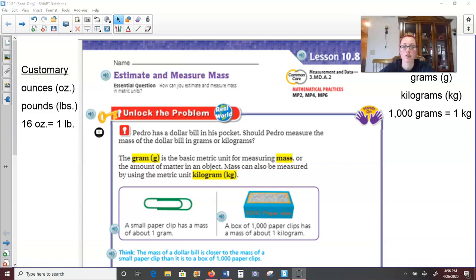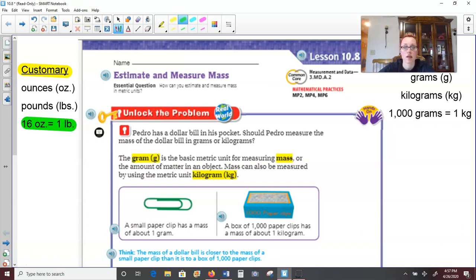Well, we kind of need to know what these two terms mean because they might be new to us to hear. Because in our country, the United States, we typically don't measure mass using grams and kilograms. We measure weight using ounces and pounds. So I have on the left-hand side of the screen our customary units of measurement pointed out here that we measure using pounds and ounces. And 16 ounces is equal to 1 pound.